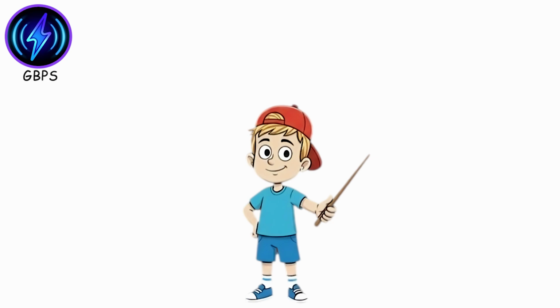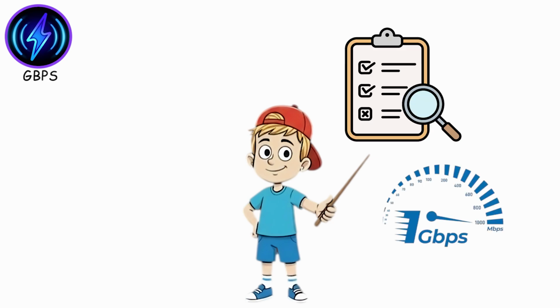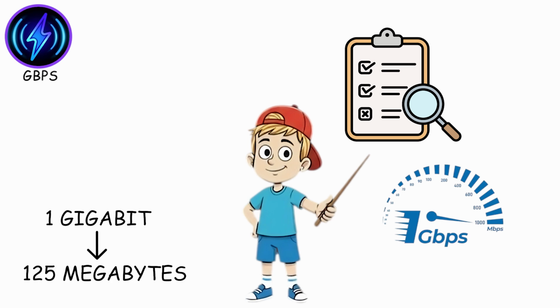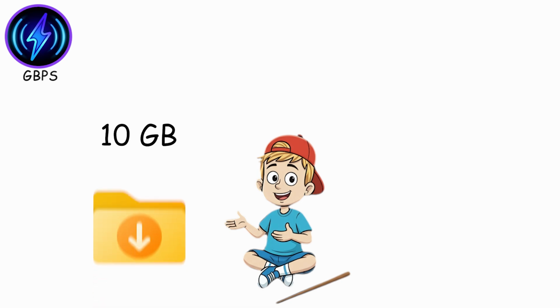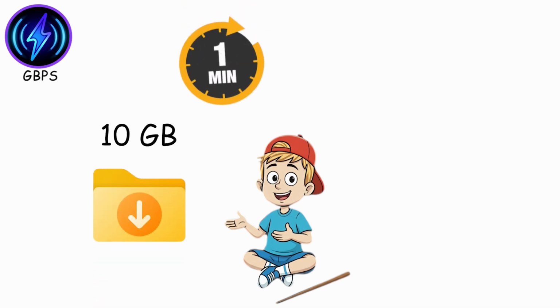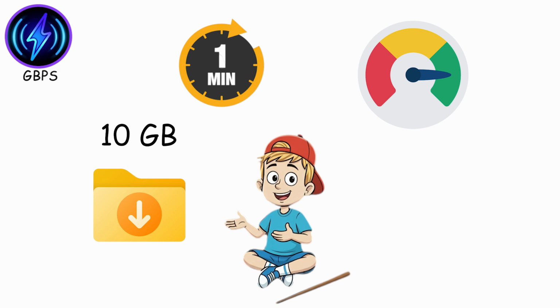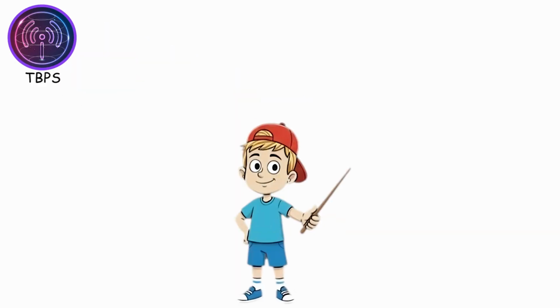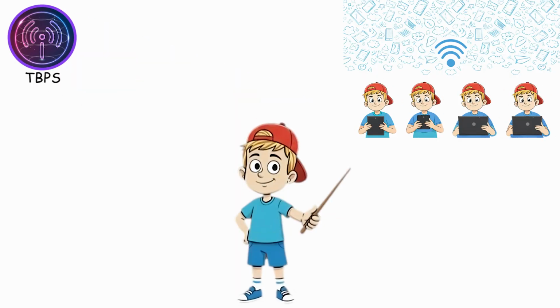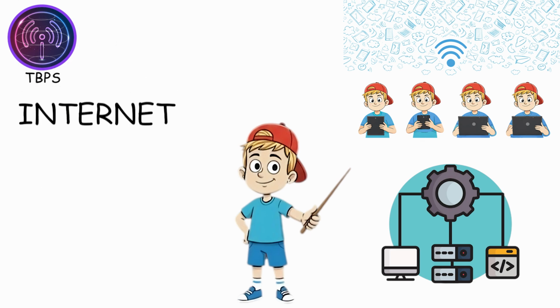Remember the conversion factor when evaluating gigabit speeds? 1 gigabit per second connection translates to 125 megabytes per second in actual download measurements. That means a 10 gigabyte file downloads in less than 1 minute, representing speed improvements that would have seemed fantastical just 10 years ago. Terabytes per second, or TBPS, moves beyond consumer-grade internet into the infrastructure that forms the internet's backbone.